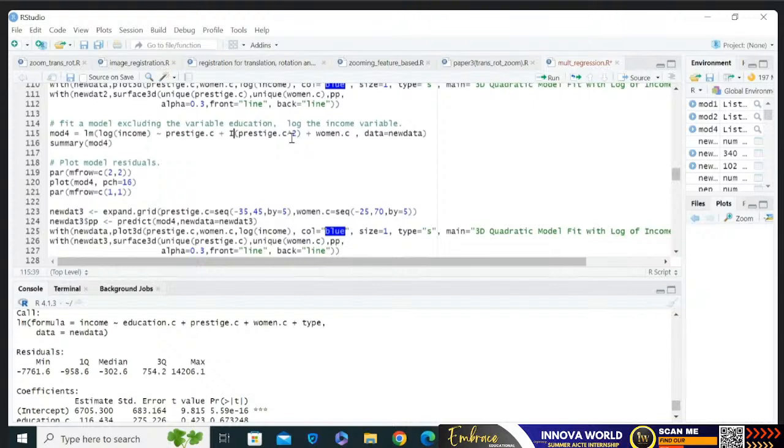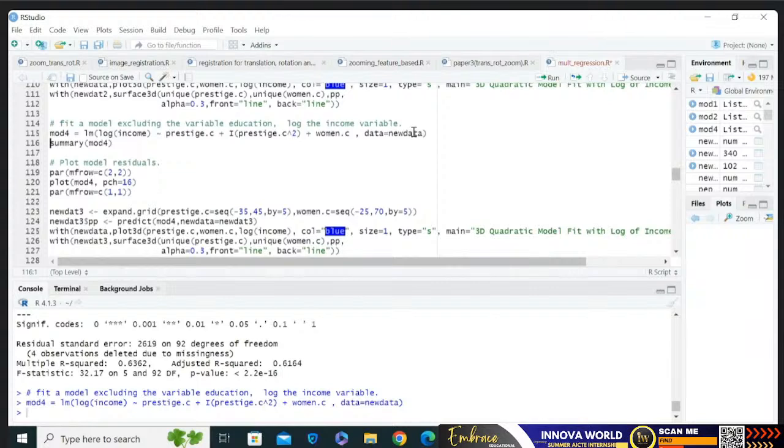So in this way we can incorporate our quadratic terms in our model. Here, as you can clearly see, this is a non-linear regression because our response has become log of income, and we are predicting that using these components: prestige.c, the quadratic of prestige.c, and women.c. Let's again run this model and check the summary.